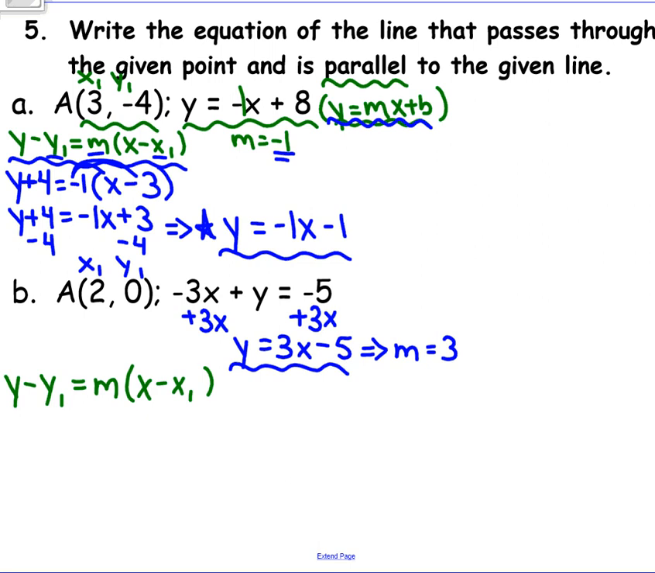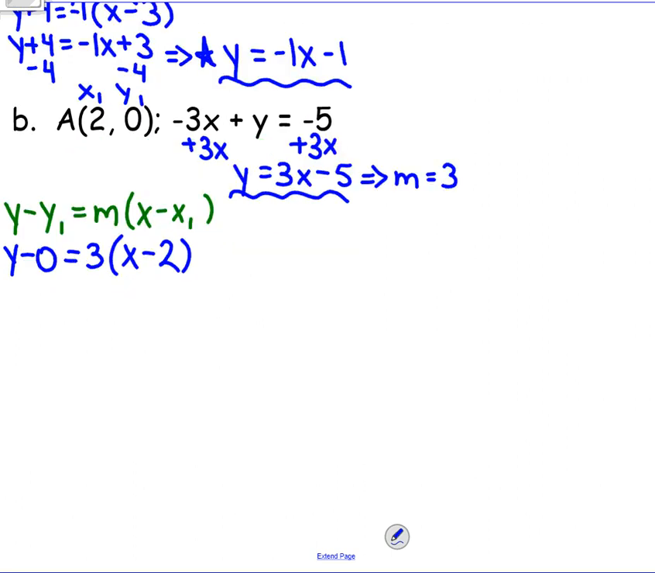I'm going to make 3 substitutions in. Y minus my y sub 1 value, which is 0, is equal to my slope, which was 3, in parentheses, x minus x sub 1. X sub 1 value was 2 from up above. Okay, I'm going to multiply the 3 through. 3 times x is 3x. 3 times negative 2 is negative 6.